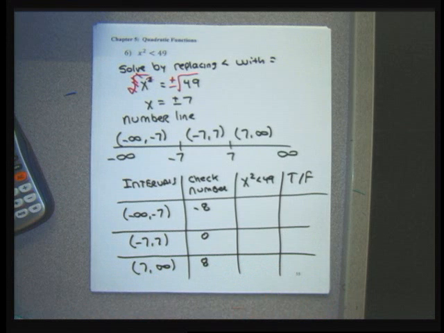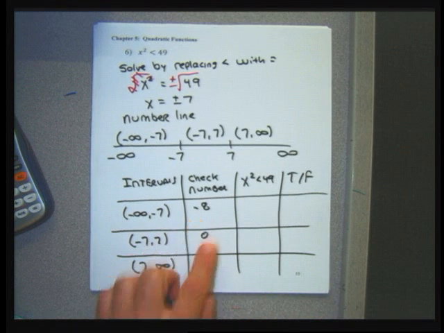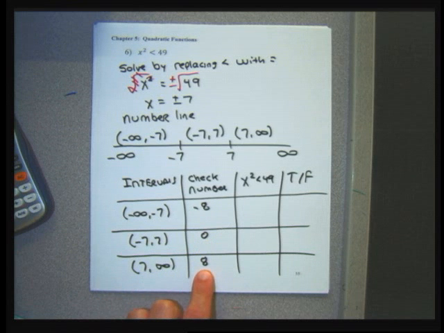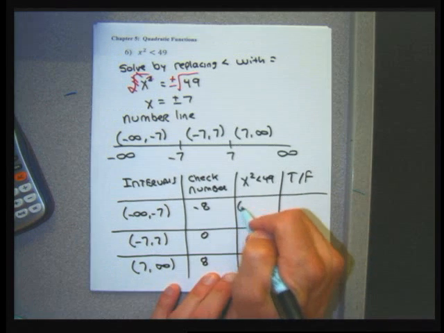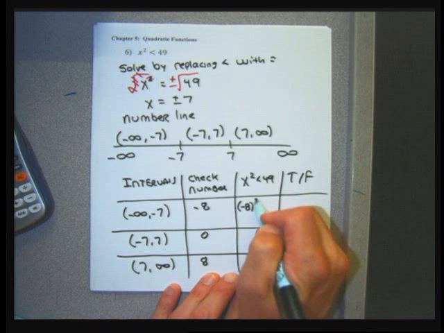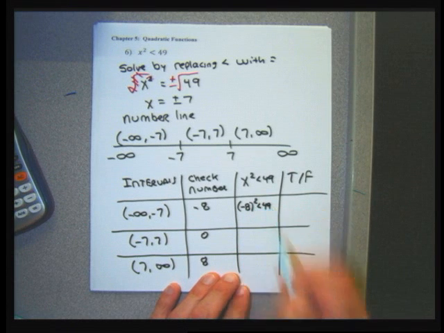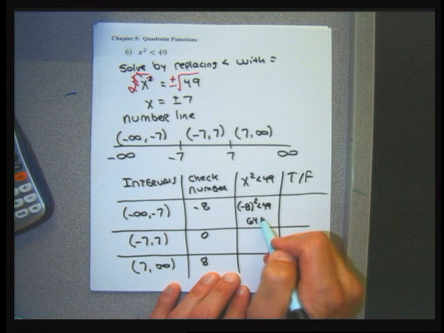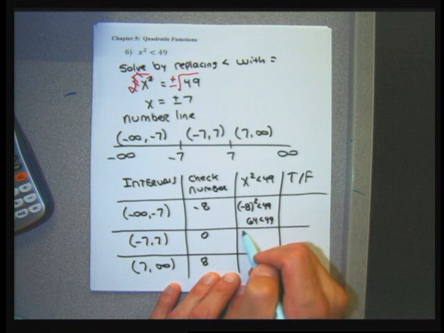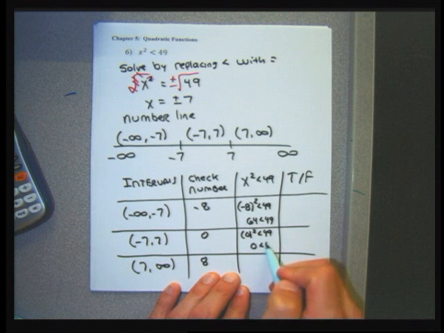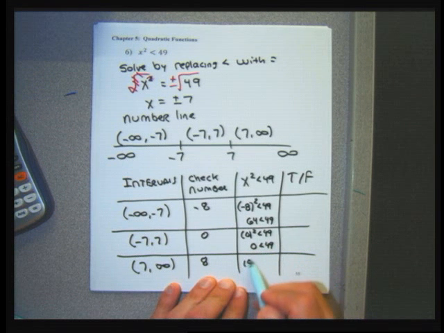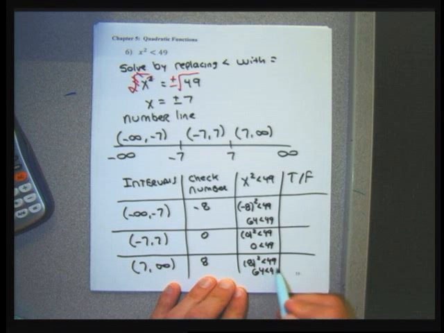You don't need the same check numbers as mine. I could have checked negative 11 in this interval. I could have checked 3 in that interval. I could have checked 18 in this interval. As long as the number's in the interval, it doesn't matter. Your far right-hand column will say the same thing. So first, when I go negative 8 squared is less than 49, which gives me 64 is smaller than 49. Middle one, 0 squared is less than 49. That gives me 0 is smaller than 49. Last one, 8 squared is less than 49. That gives me 64 is less than 49.